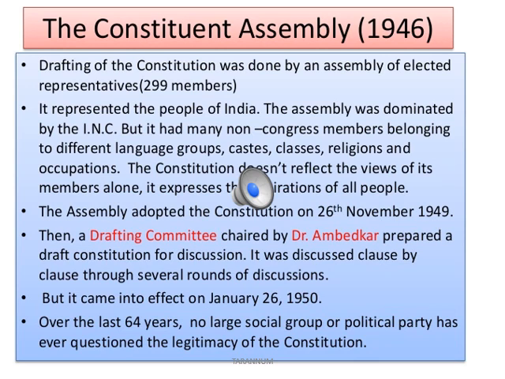The people who were elected to the Constituent Assembly were all representing the people of India. The assembly was dominated by INC, that is the Indian National Congress, but it had many non-Congress members belonging to different languages, groups, castes, classes, religions and occupations. The constitution does not reflect the views of its members alone. It expresses the aspirations of all the people.